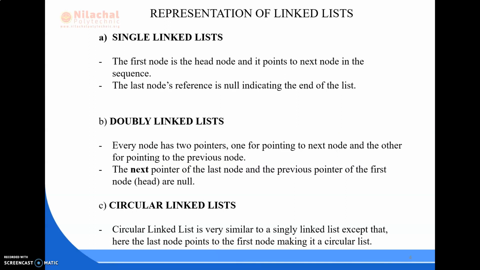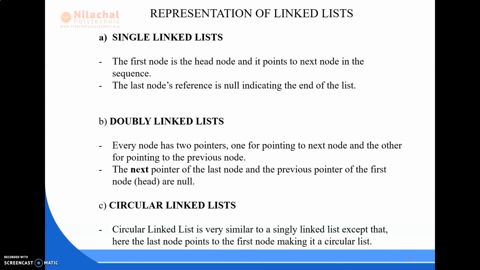We will now discuss the representation of linked list. A linked list is represented in the form of a single linked list, double linked list, and circular linked list. The first node is the head node in the single linked list and it points to the next node in the sequence. In a single linked list, the last node's reference is null, indicating the end of the list.